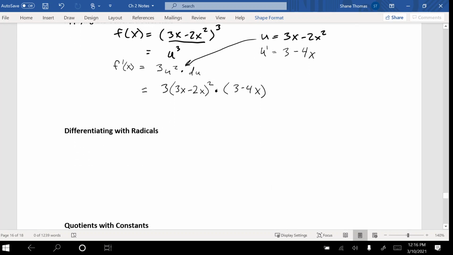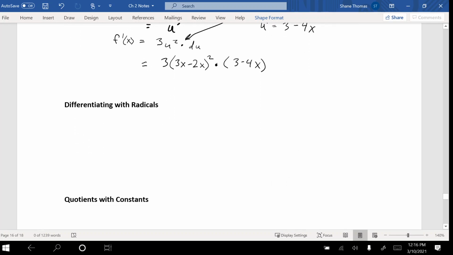All right, let's try that one. Let's try it with a root. Go f of x equals the third root of x squared minus 1, quantity squared. Yep, that's it.